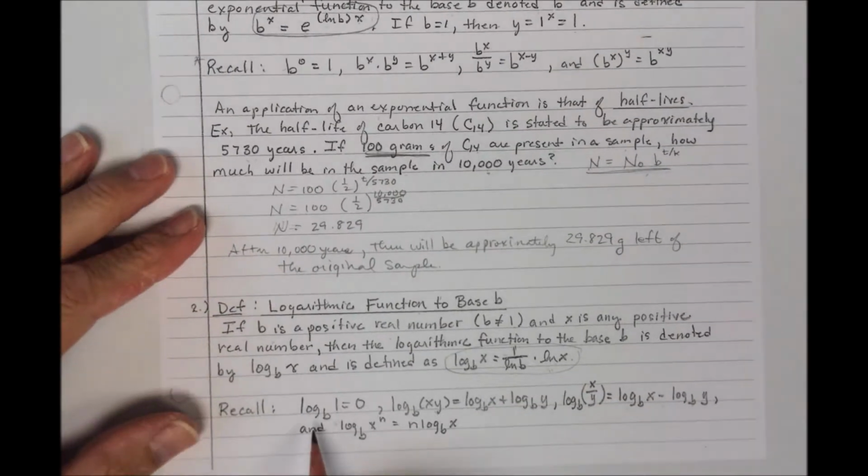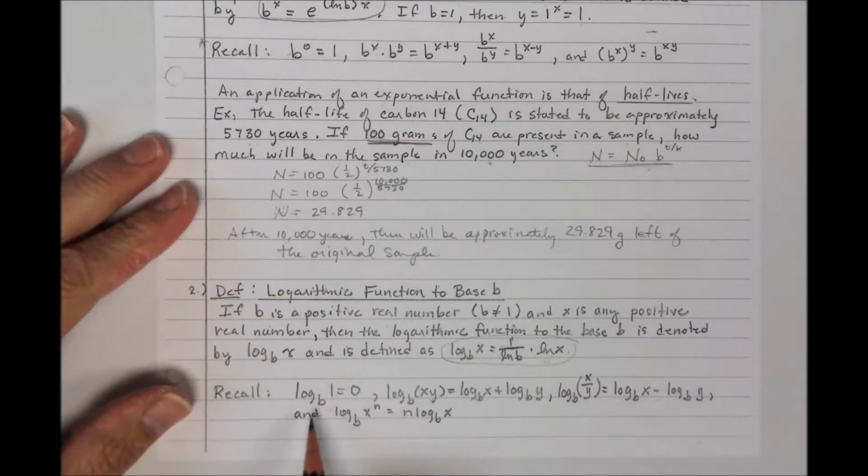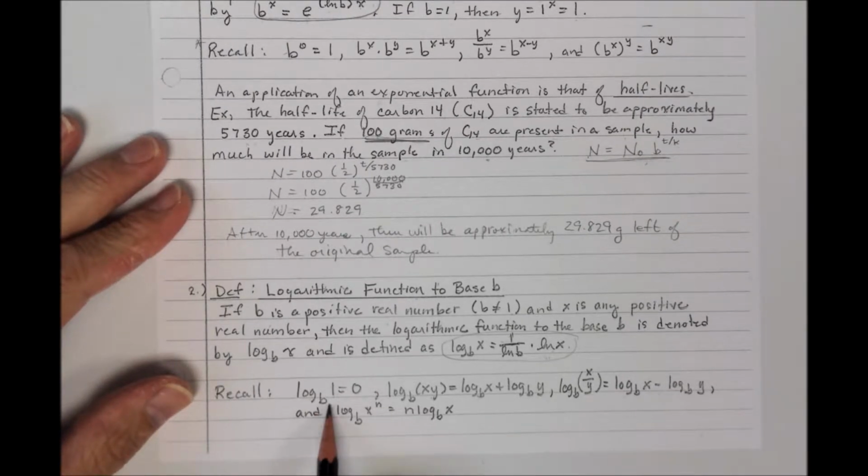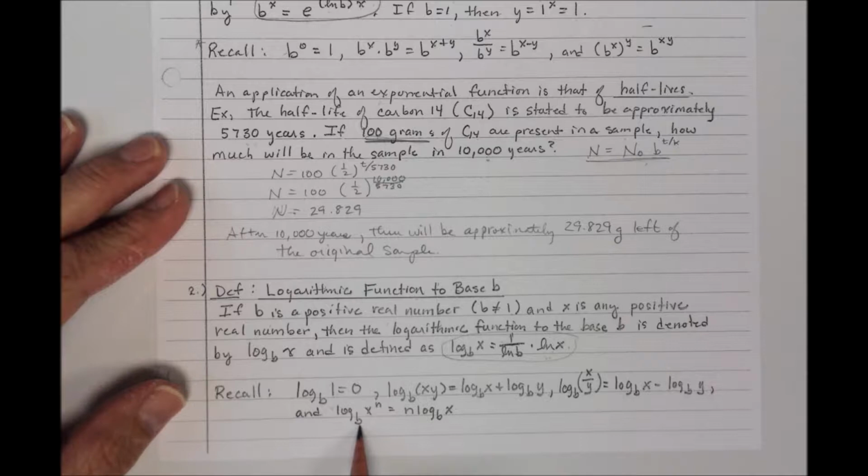So we'll look at some of the properties here. Remember, log base b of 1, any base of 1, is 0. Log base b of xy is equal to the log base b of x plus the log base b of y, how a product becomes a sum. Log base b of x over y is equal to log base b of x minus the log base b of y. That quotient becomes a difference. Log base b of x raised to the nth power, you bring the exponent out in front, n times the log base b of x. So you should remember those properties.